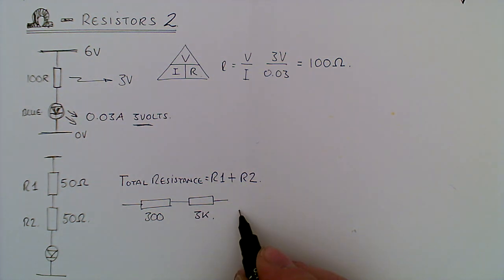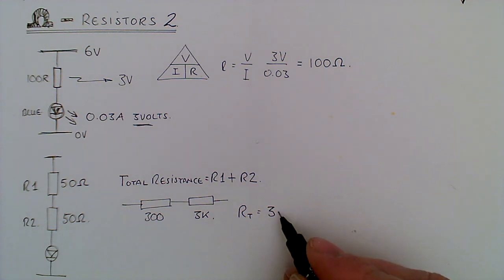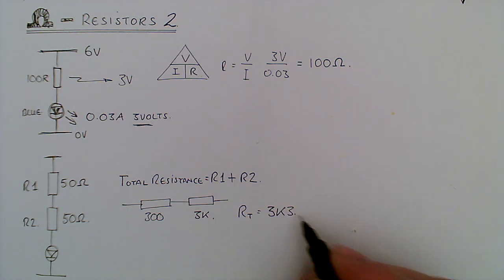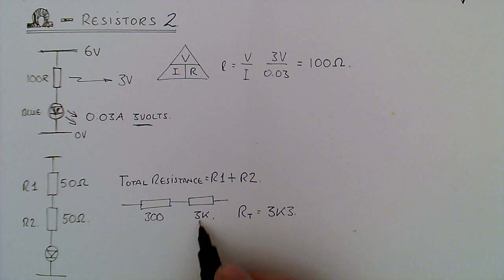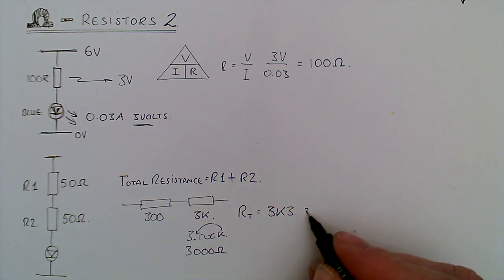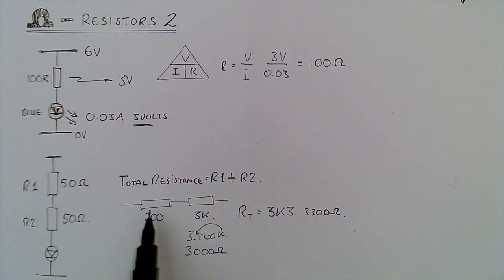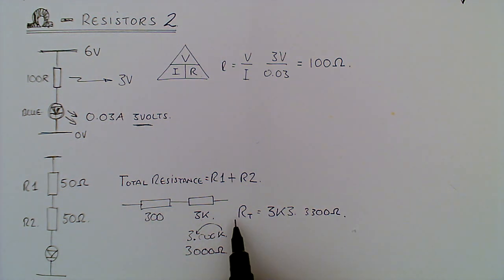The total resistance would be 3300. And you can write that as 3K3, because the K, that's 3 point K, it's the same as 3000 ohms. The decimal place is often replaced by a K, so it's quite clear, 3.3K or 3300 ohms. So we call this resistors in series.